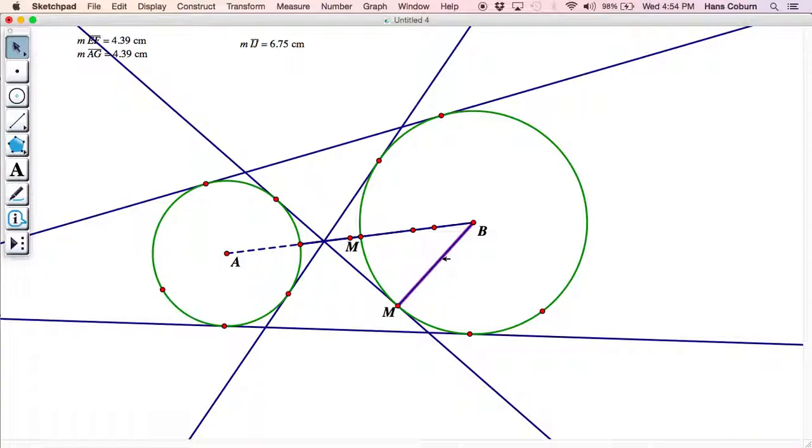So now let me hide this. And so you can see that what we've created here is in fact all the lines that are tangent to both the circles, and that's this line, this line, this line, and this line. So you've got two exterior tangent lines and also two interior lines.